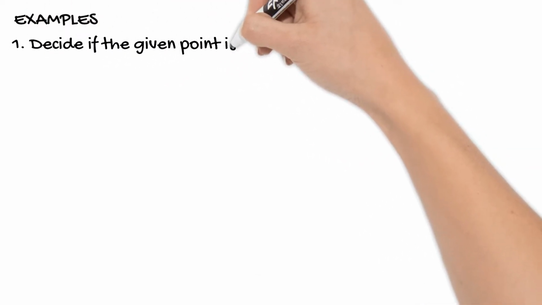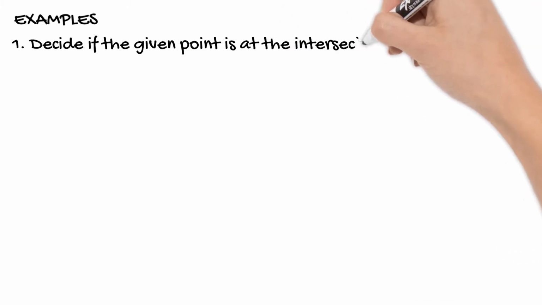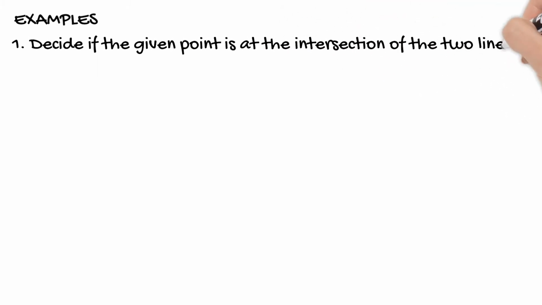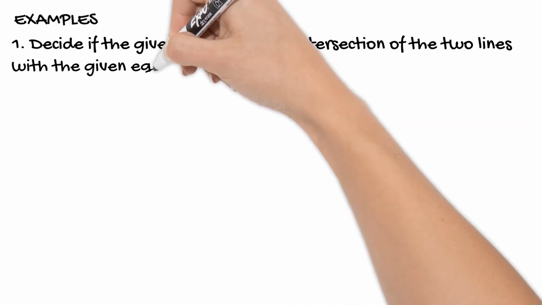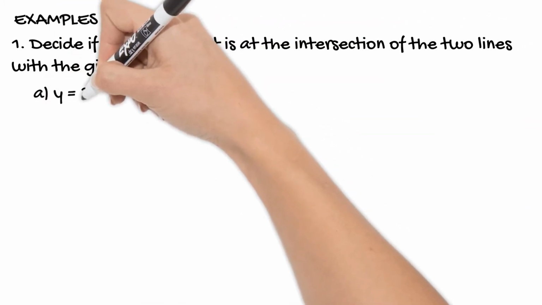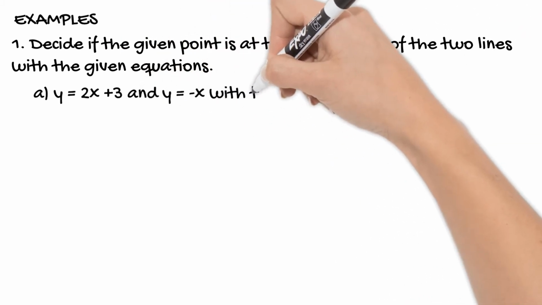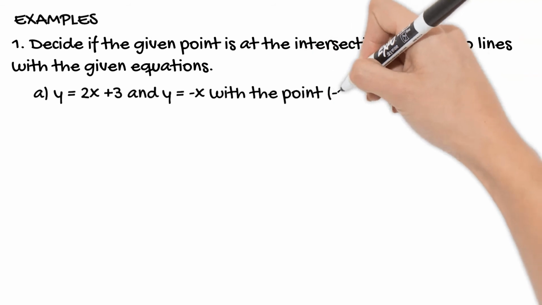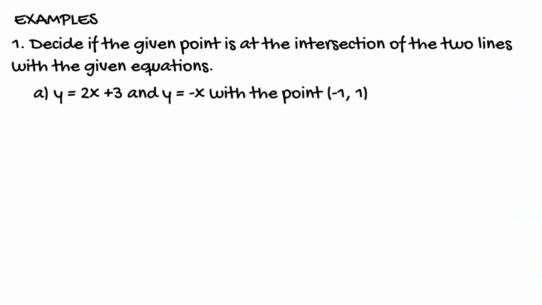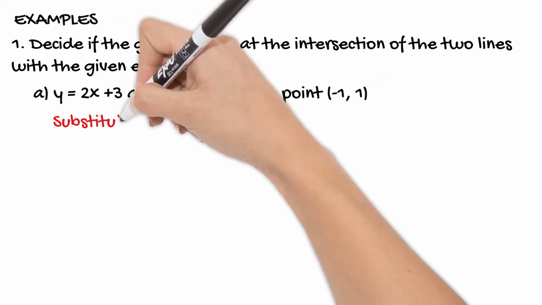In our first one, we need to decide if the given point is at the intersection of the two lines with the given equations. Our first equation is y equals 2x plus 3, and our second equation is y equals negative x. We're testing whether they both run through the point negative 1, 1. To test that point, we're going to sub in the x value of negative 1 into both equations and see what the y value is. If the point satisfies both equations, our y value should be 1 for both of them.